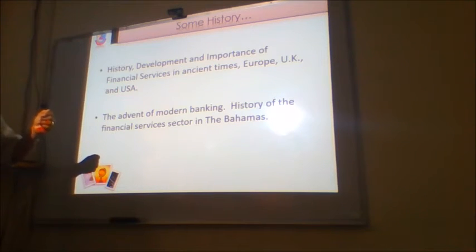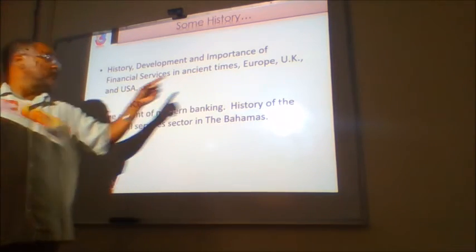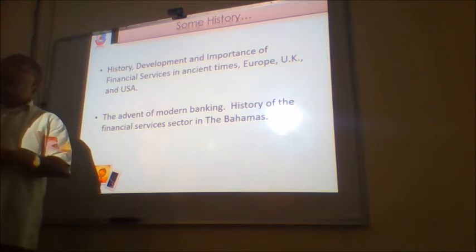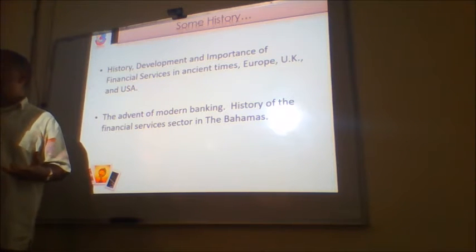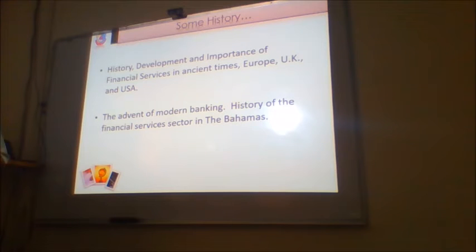Now, if you can imagine in the little Bahamas we had that problem, just imagine in places like Europe, the UK, and the United States, where there are millions of people, or hundreds of thousands of people. So money came about that way. Now again, this is simplified. It's just to give you a little idea of what is there.